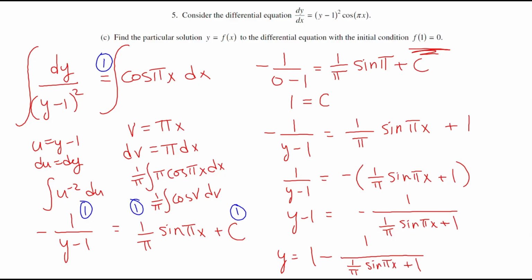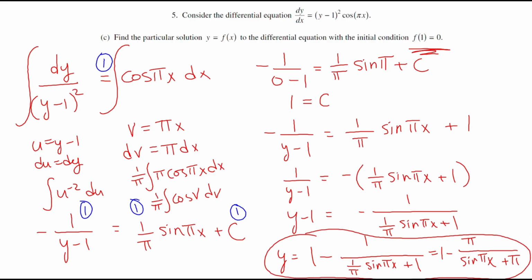And if you want to, of course, you can multiply both the top and the bottom by pi if you prefer to get rid of the 1 over pi. So it would look like 1 minus pi over (sine pi x plus pi). And either of these answers would be perfectly acceptable. And so we got our 5th point here for just getting that c value, and our 6th point here for our final answer. And that is the end of this differential equation FRQ, question number 5 from the 2006 Form B AP Calculus AB exam.